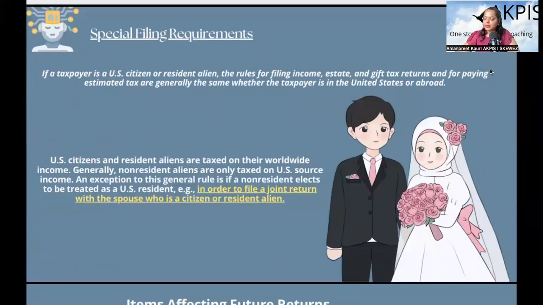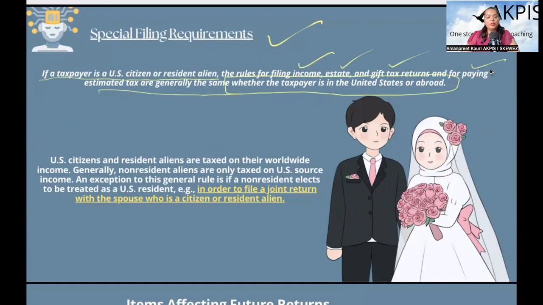Apart from this, now let's discuss special filing requirements. If I specifically talk about that, if a taxpayer is a US citizen or a resident alien, that means he's supposed to pay his tax on entire worldwide income, whether earned in the US or outside the US, right? So the rules of filing income, estate income, gift tax returns, and for paying estimated tax are generally the same, whether he's in the United States of America or abroad. Because which rule applies? The worldwide income tax rule applies.